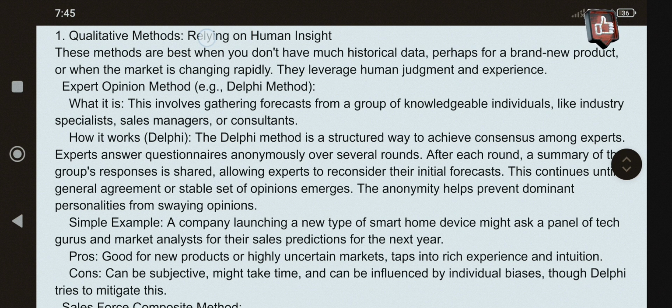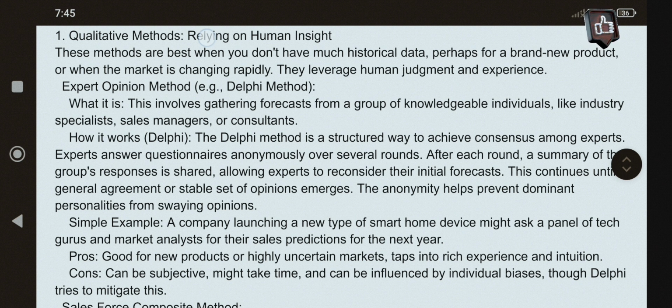There are two main types of approaches to doing this: qualitative methods based on opinions and quantitative methods based on data. 1. Qualitative methods, relying on human insight. These methods are best when you don't have much historical data, perhaps for a brand new product, or when the market is changing rapidly. They leverage human judgment and experience.